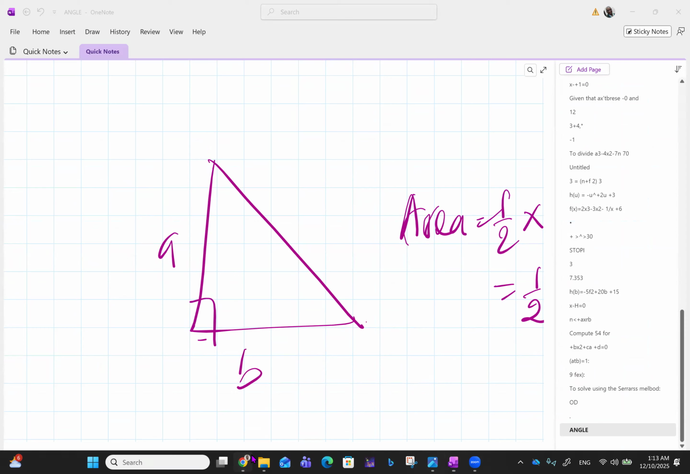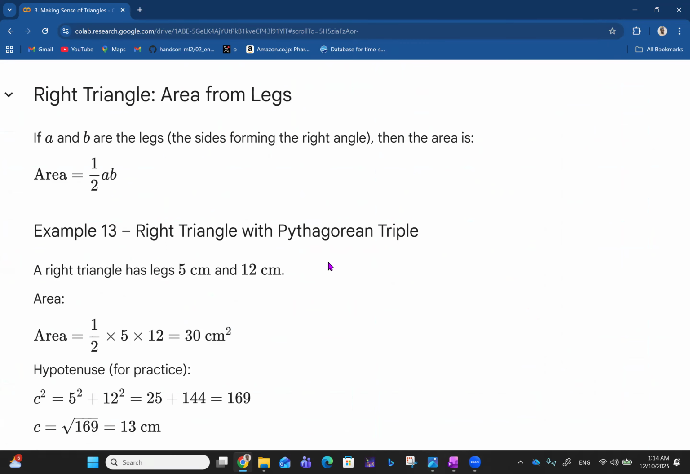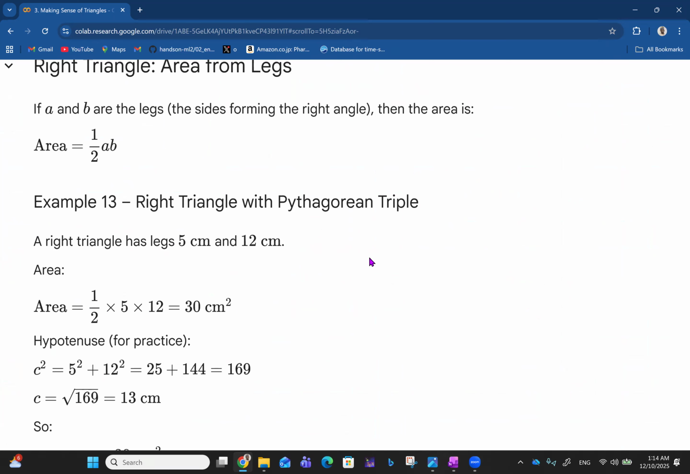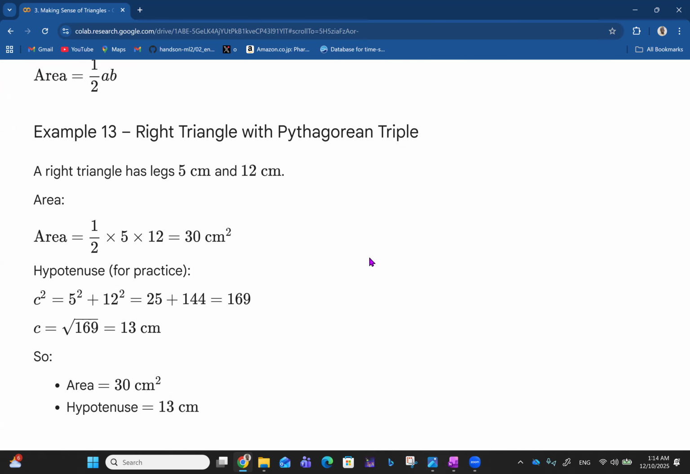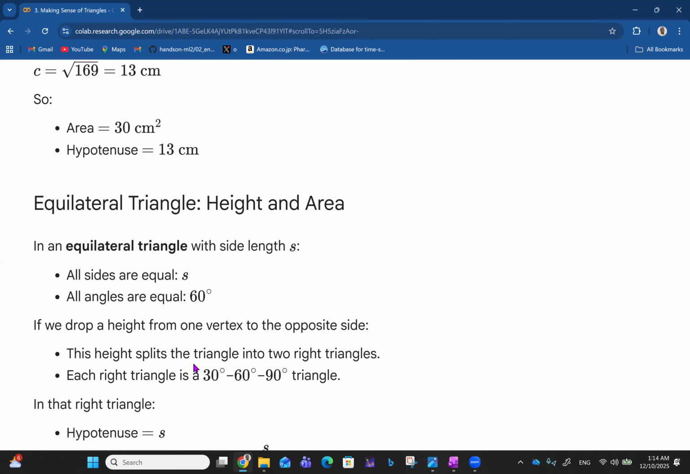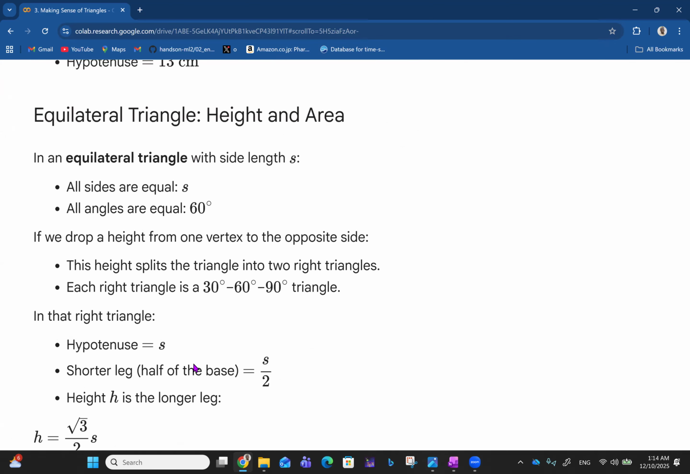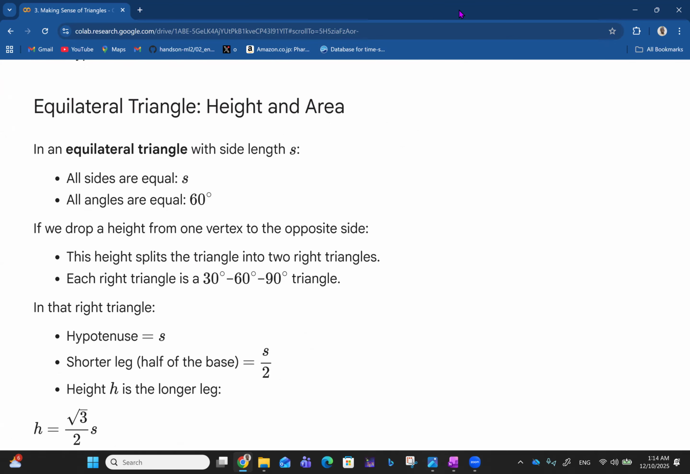So for a right angle with a Pythagorean triple, a right angle triangle has legs 5 cm and 12 cm. The area is half times 5 times 12, and that is 30 centimeters squared. The hypotenuse, for practice now. If you need to find the hypotenuse, of course, we already did that using Pythagoras theorem the other time. That would be c squared is 5 squared plus 12 squared. That's 25 plus 144, which is 169. So c is square root of 169, which is 13 cm. So the hypotenuse is 13 cm and the area is 30 centimeters squared. But of course, all you need are the legs to find the area.